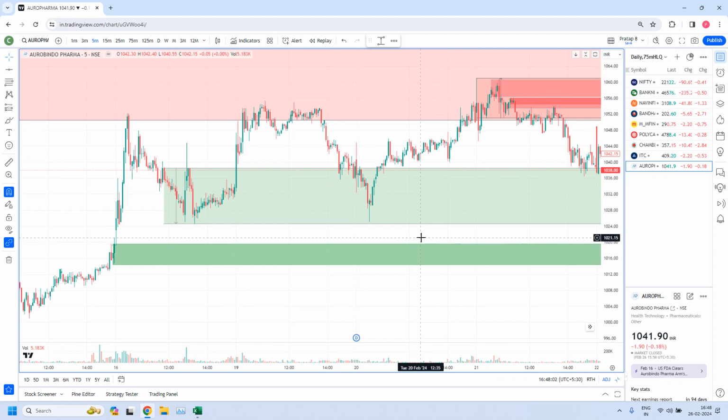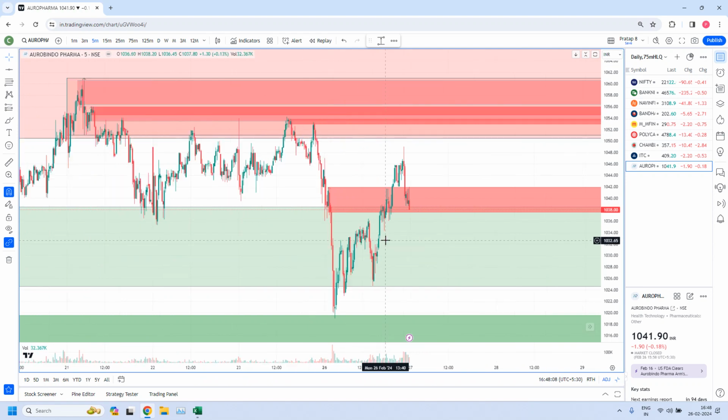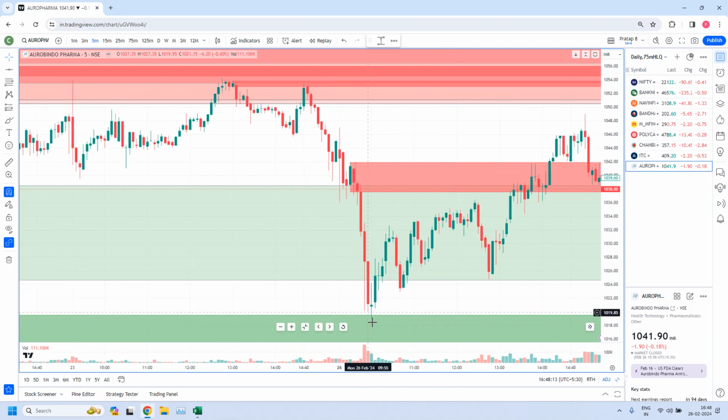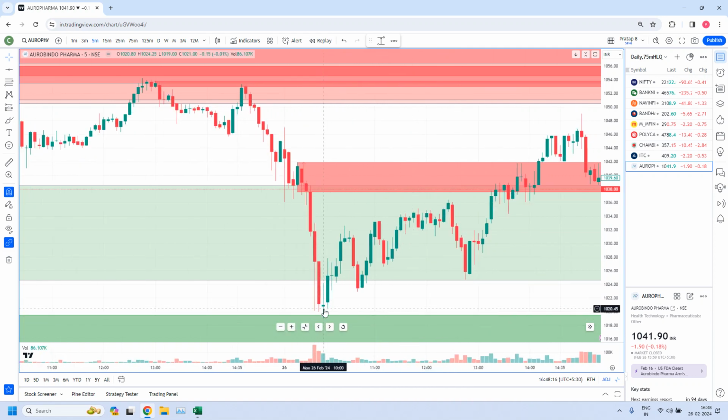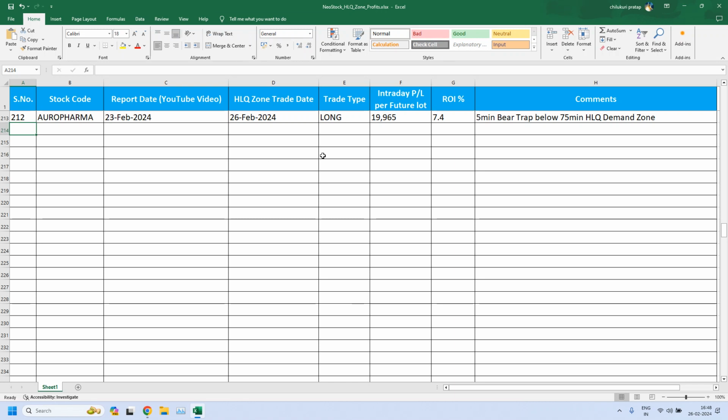Most of the time institutions keep traps below the high liquidity zones. See today what happened? Because we know this zone will be violated, we get an entry in this trap. Exactly, we got the entry at the 10 o'clock candle. And finally at the 1 o'clock 15 minutes candle, it reached the target. So this is the way Aurobindo has given a profit of 19,965 rupees, which is a 7.4% return on the investment. So this is an excellent bear trap.